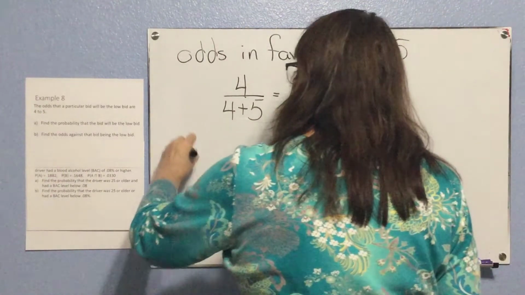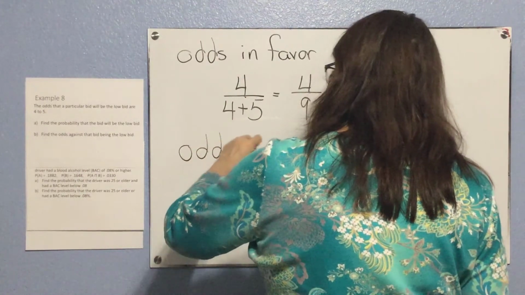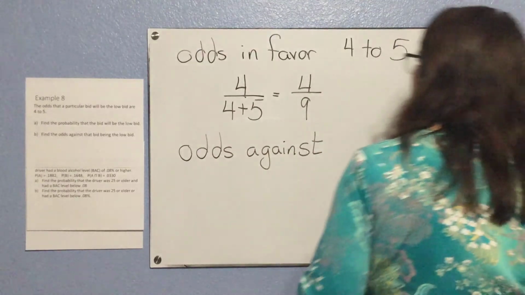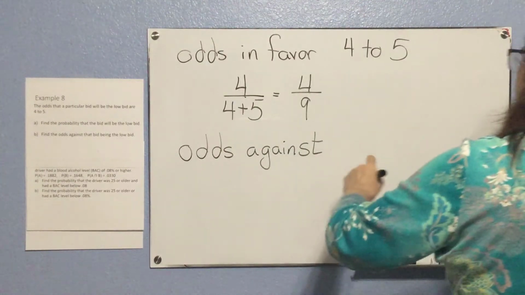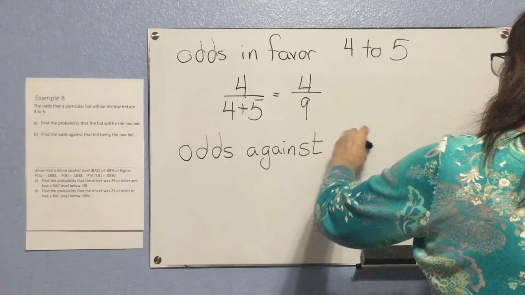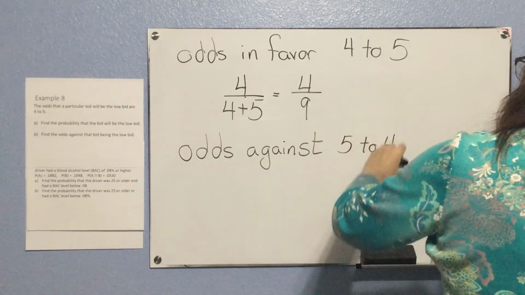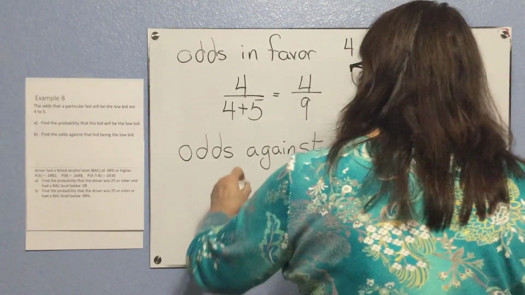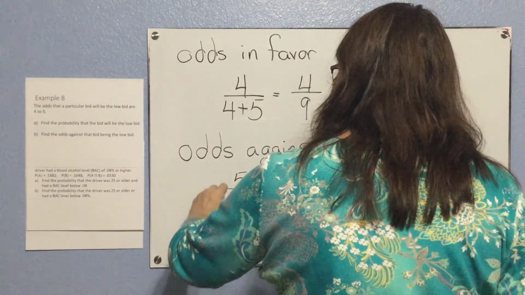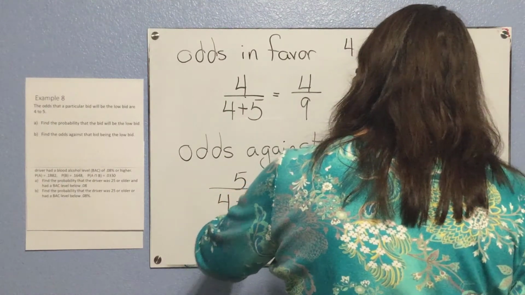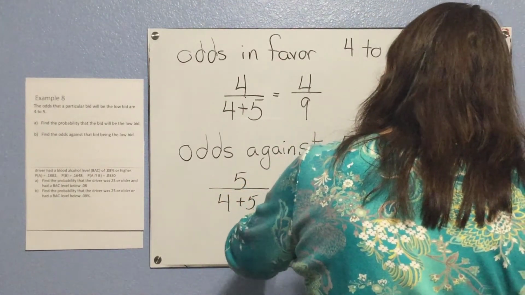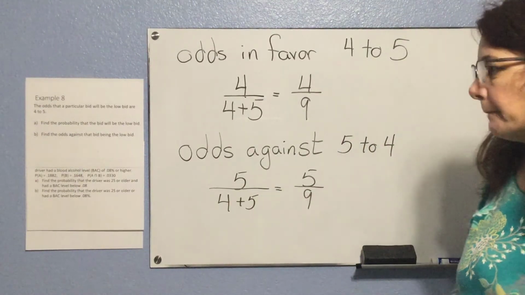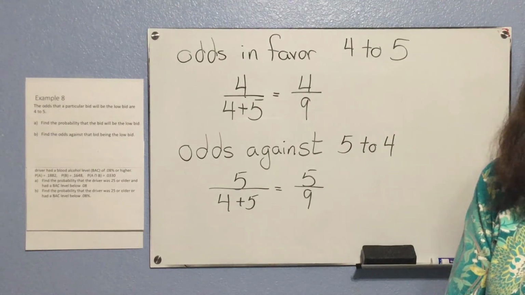Now let's look at the odds against. Okay, if the odds in favor were 4 to 5, the odds against were 5 to 4. So that would give us 5 over 4 plus 5, which is 5/9. And again, that's reduced, so I don't need to do anything more with that. Pause the video now, work on checkpoint 7.